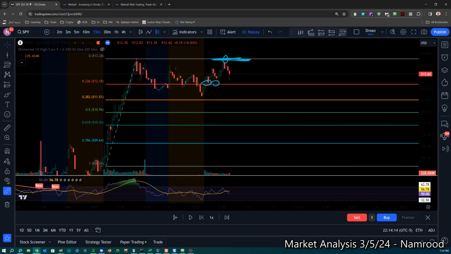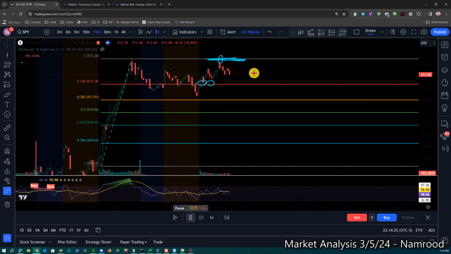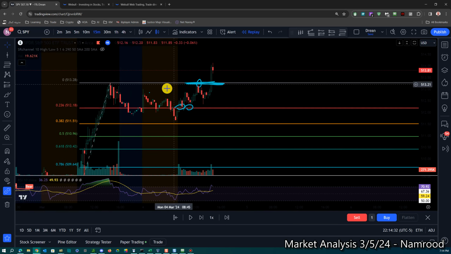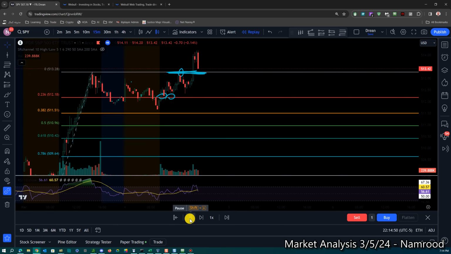Maybe you went out here at this area. I don't know when you exited, but maybe you exited here? Did you exit here? I don't know. But definitely, we do have a support area here on the fibs, and even without the fibs, let's remove everything. I think that even the support and resistance will give you an idea. See, here's the same thing, support and resistance.